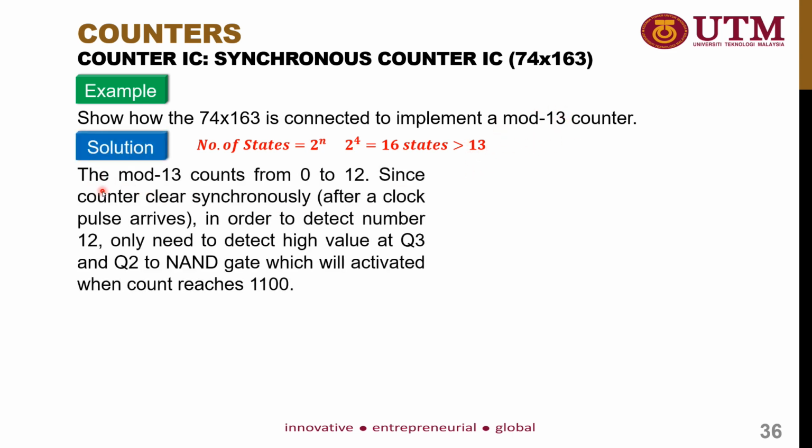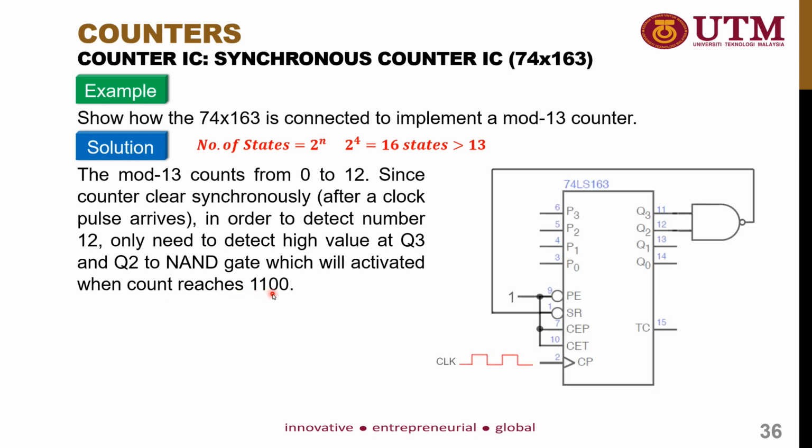So the solution is the mode 13 counts from 0 to 12. Since the counter clears synchronously after a clock pulse arrives, in order to detect number 12, we only need to connect the high values at Q3 and Q2 to a NAND gate, which will be activated when the count reaches 1100. So you see, this is the answer for this question.